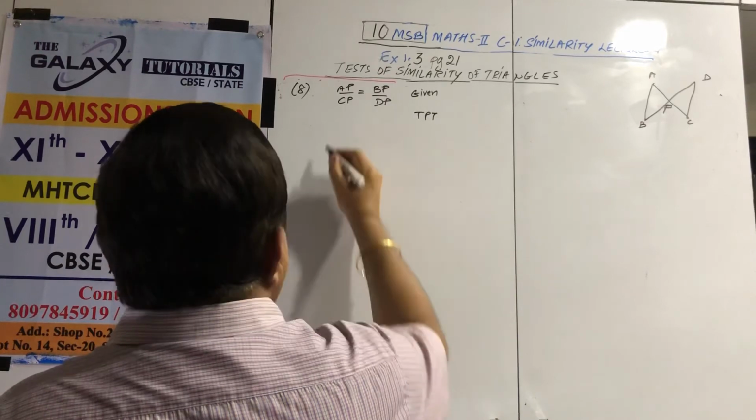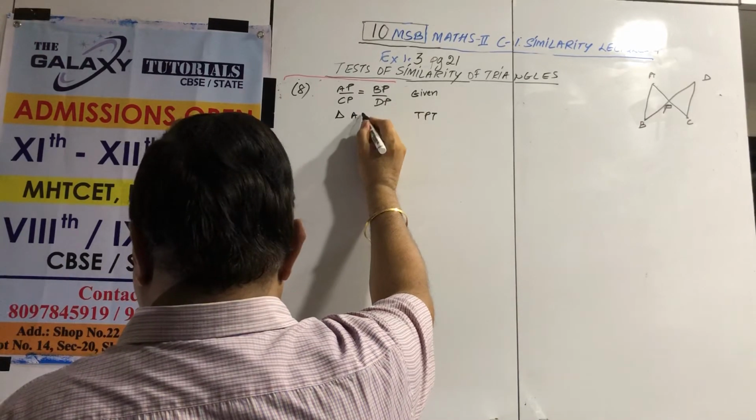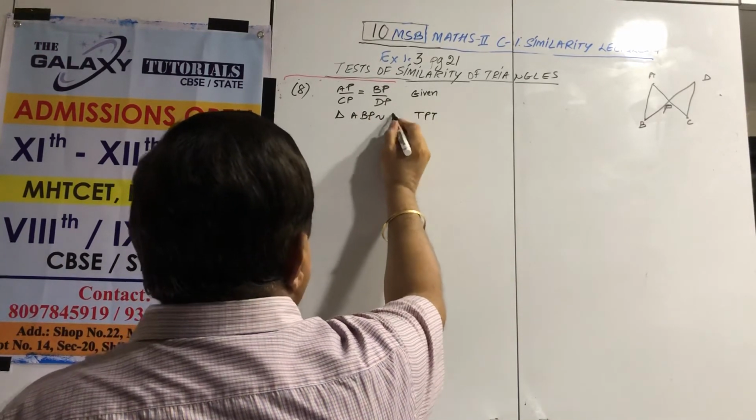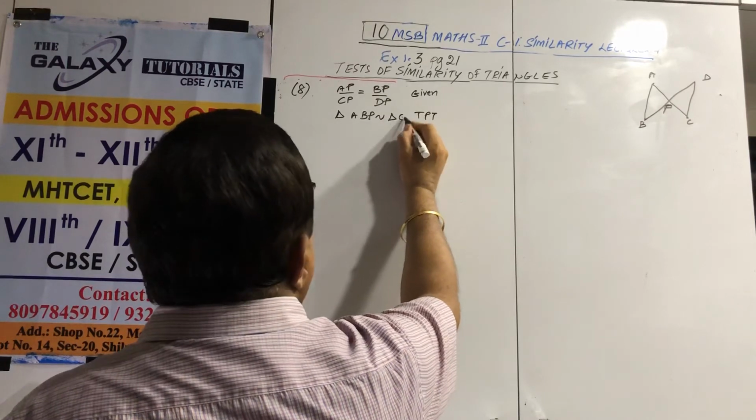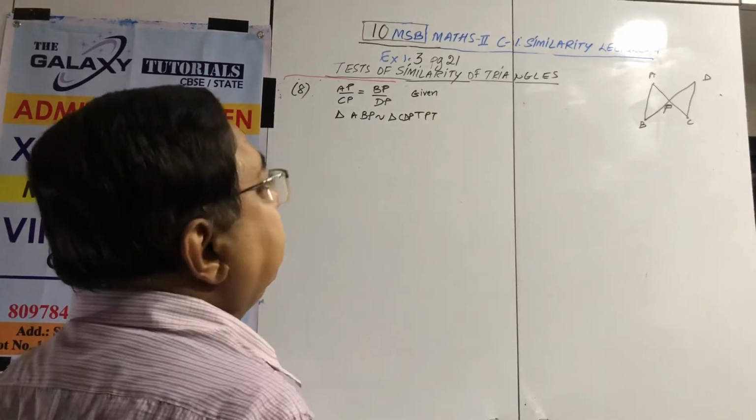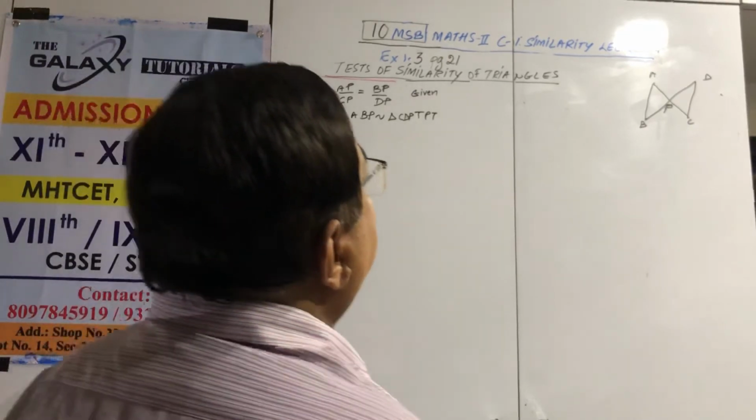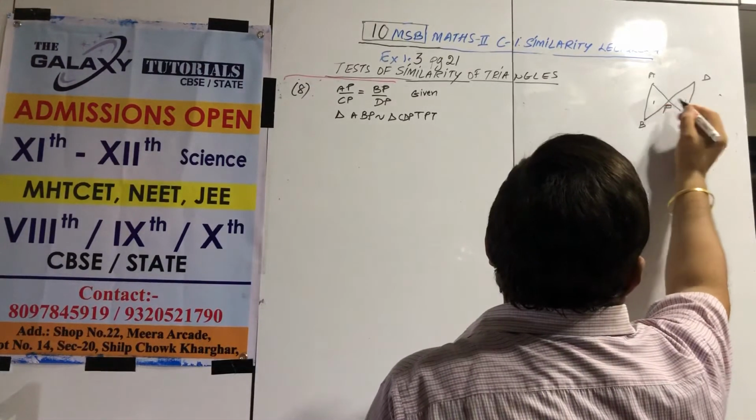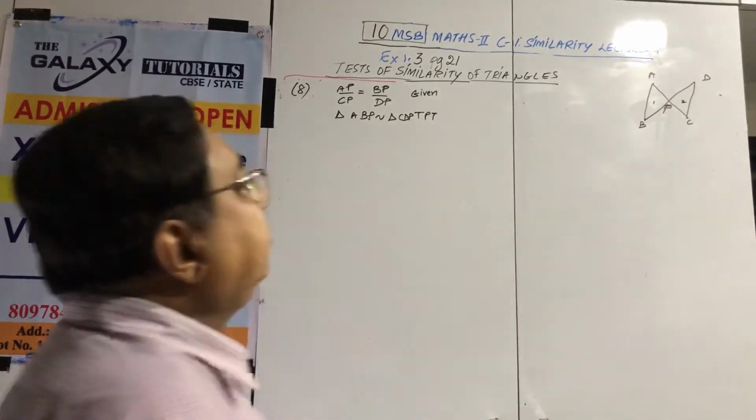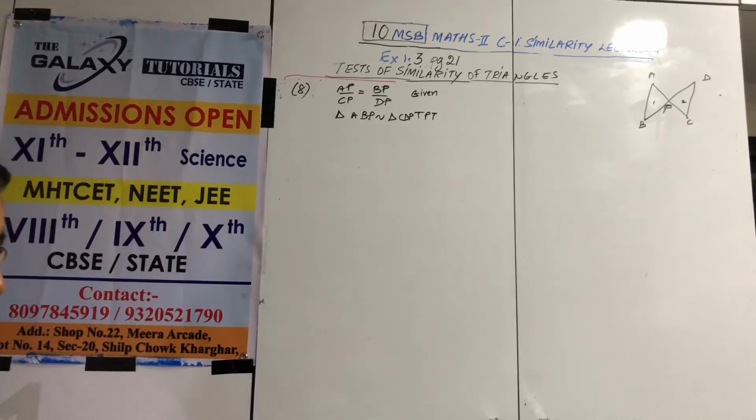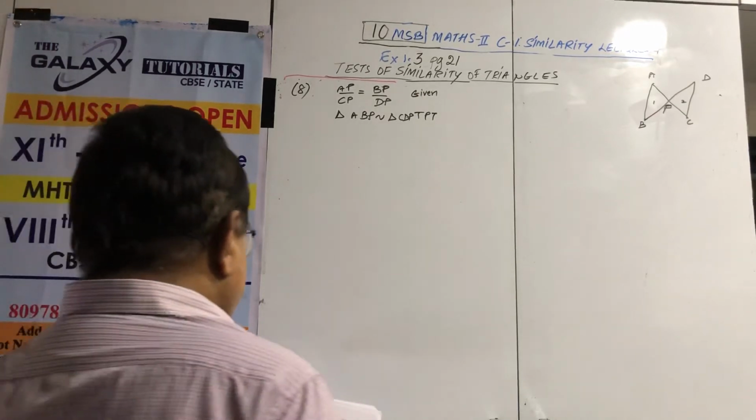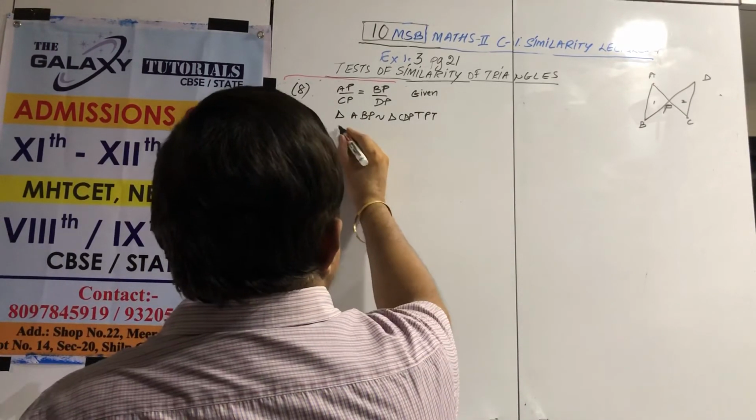I have to prove triangle ABP is similar to triangle CDP. So this triangle 1 is similar to triangle 2. I have to prove this. Let's see, my friend. Very simple. Already they have given the answer on the board. So we have to just learn to write.